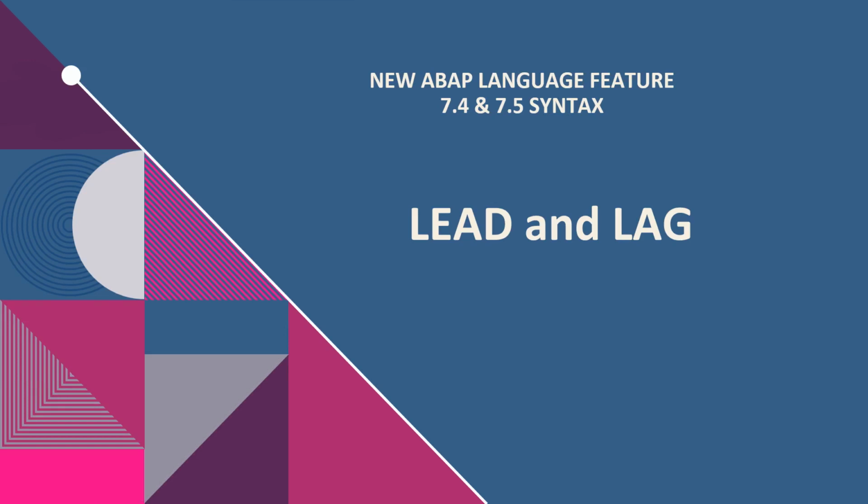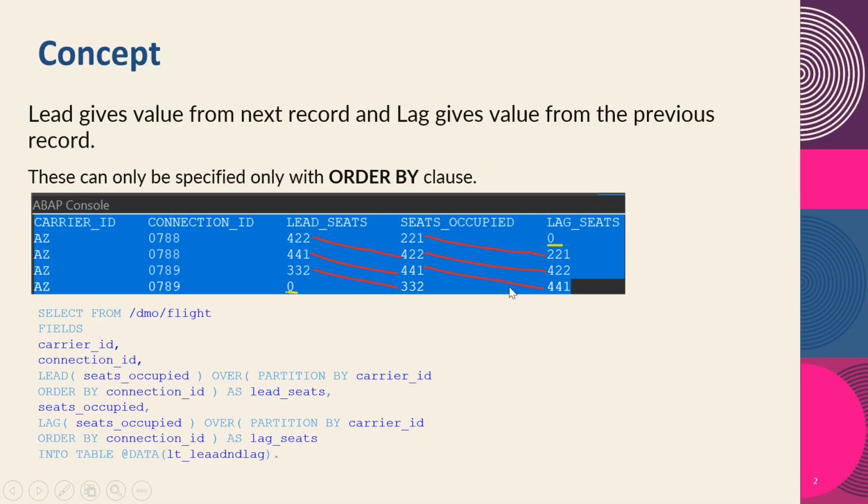Hi, in this session, I'll be explaining the use of lead and lag in the select queries. These options are available in Releases 7.5 and more. Lead gives the value from the next record and lag gives the value from the previous record. We need to know that this can only be specified with the order by clause.